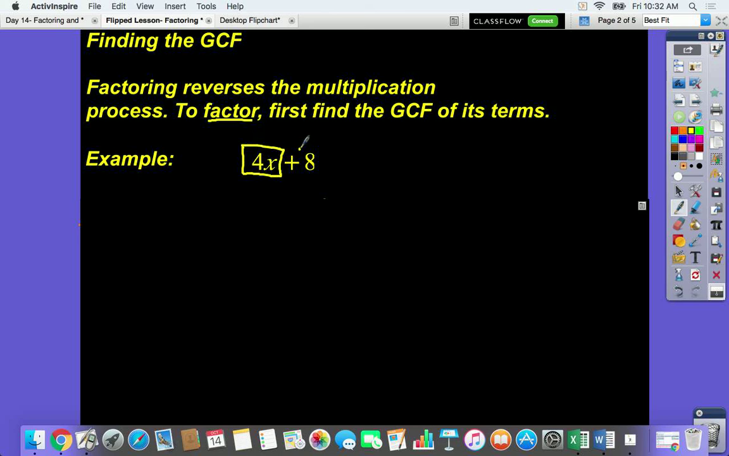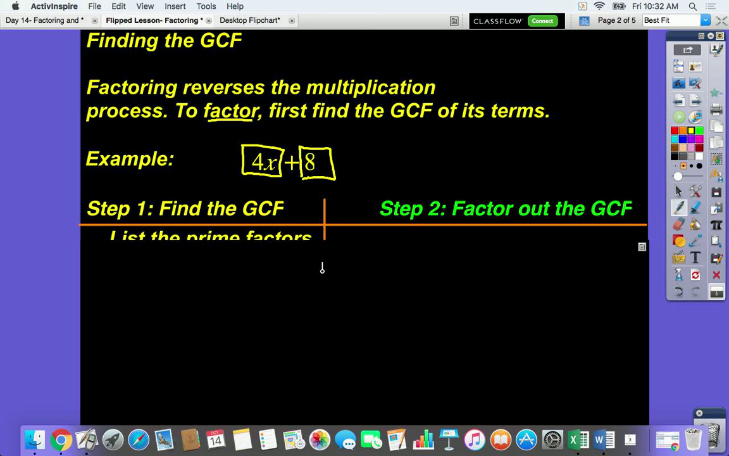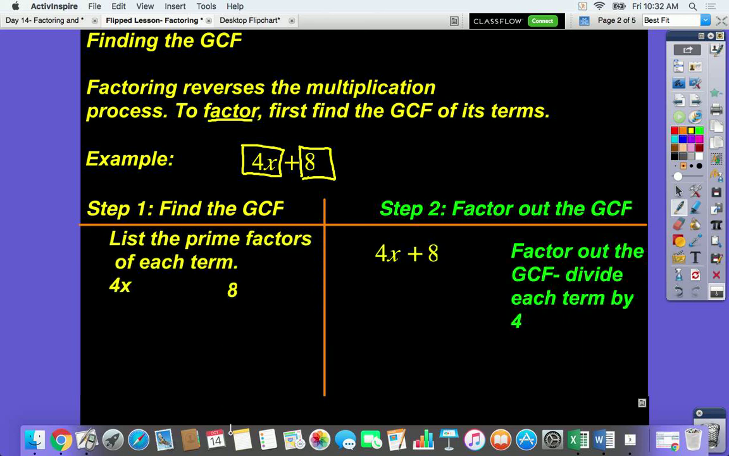Term 1, 4x. Term 2, 8. So we're going to do this as a two-step process. First, finding the GCF. What I like to do when I find the GCF of the two terms is literally list out, just like when you learned factor trees back probably in 4th and 5th grade, the prime factors of each term. What numbers get multiplied together to make 4x? What times what gives me the product 4x? I know that if I multiply 2 times 2 times x, that's going to simplify to 4x. I want to do the same thing by breaking down 8.